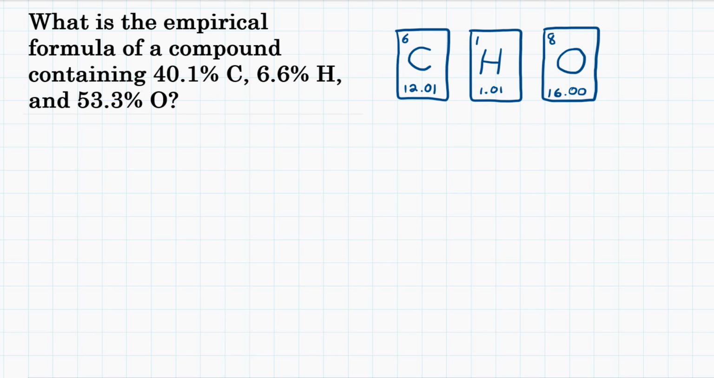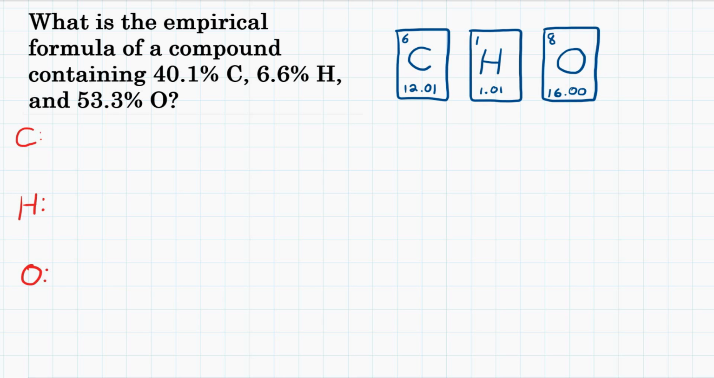All right, everyone, so the problem is, what is the empirical formula of a compound containing 40.1% carbon, 6.6% hydrogen, and 53.3% oxygen? First things first, let's start with what the problem gives us. The problem says we're dealing with carbon, hydrogen, and oxygen. We want to end up with the empirical formula. So to get that, we need the mole ratios for these three elements. We need the moles of each.